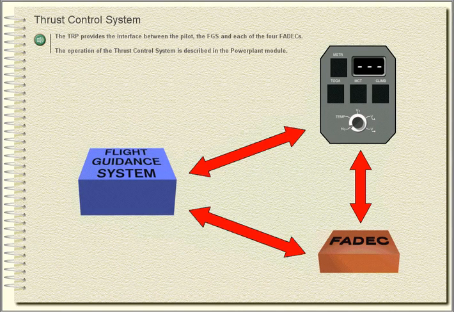Thrust control system. The TRP provides the interface between the pilot, the FGS, and each of the 4 FADECs. The operation of the thrust control system is described in the power plant module.